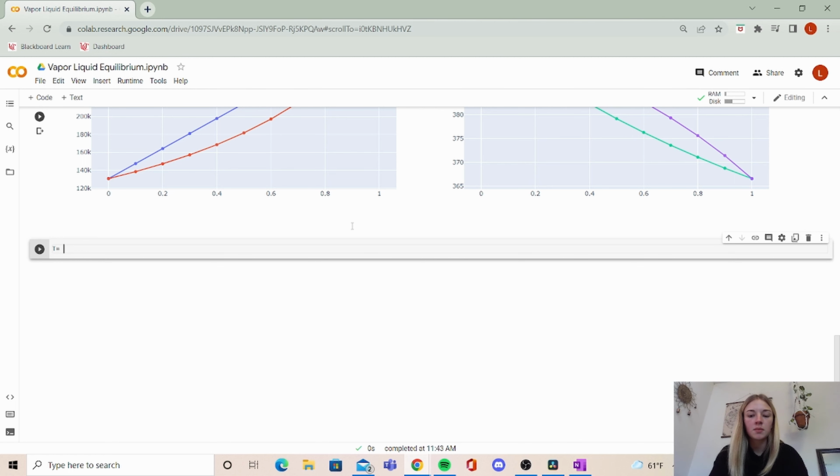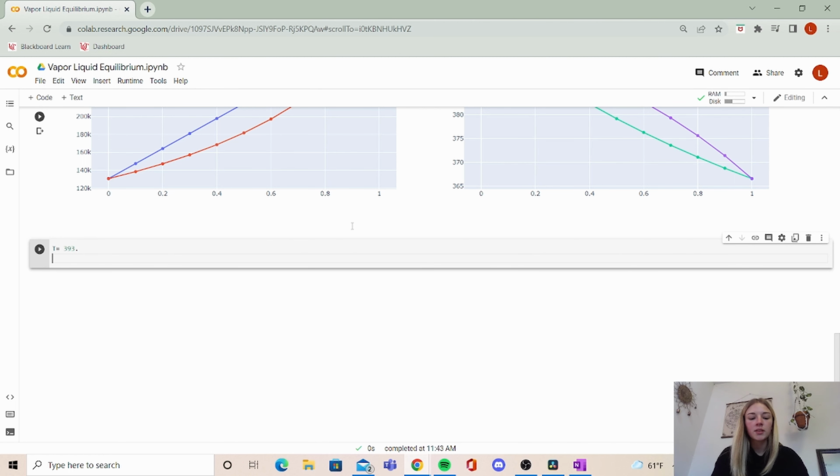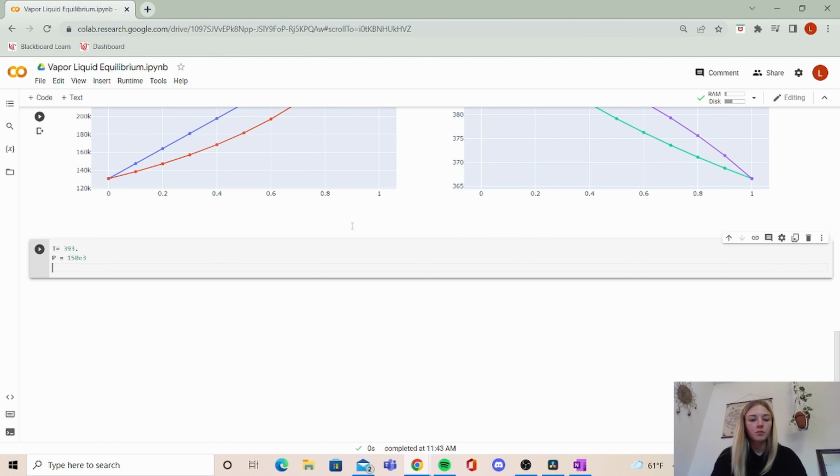So our temperature is going to be 393 kelvins. And our pressure is going to be 150,000 pascals. We also know our total flow rate is going to be 10 moles per second. So we can call that total as 10.